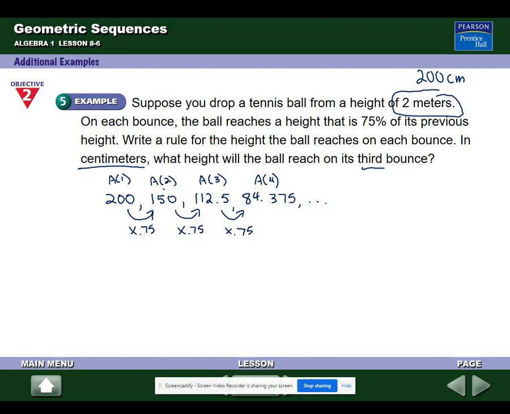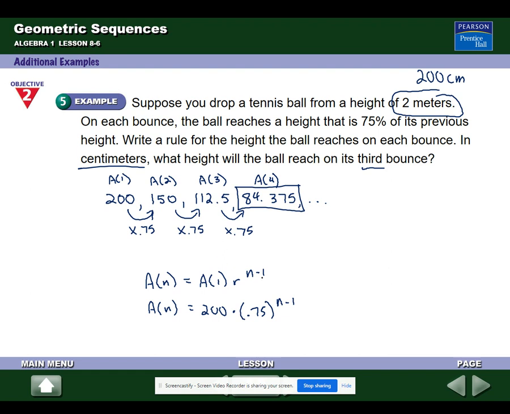After one bounce is a of 2. After two bounces is actually the number at a of 3. After 3 bounces, that would be this. So our answer is 84.375. Now, one more thing. Can we put it into this? A of n is equal to the first term, 200, times r, which we just found to be 0.75. I like to put it in parentheses just to set it apart. You don't have to. To the n minus 1. Okay?